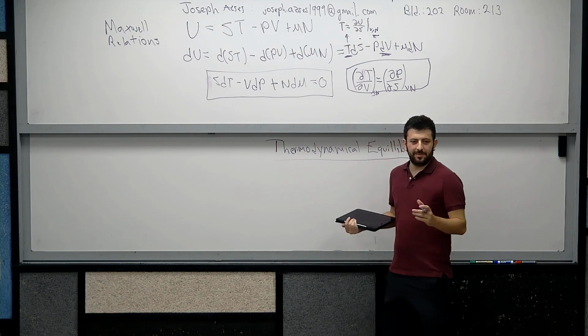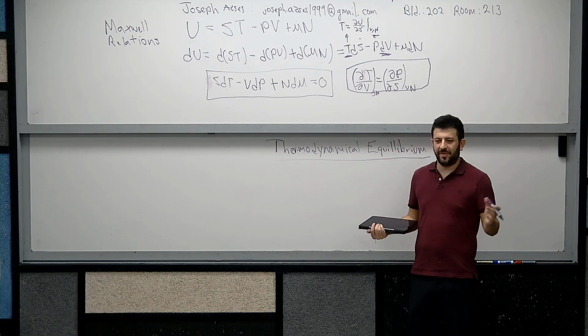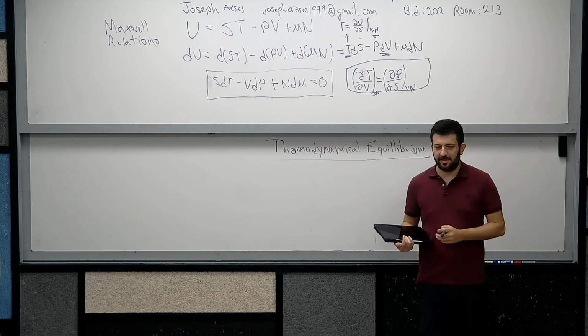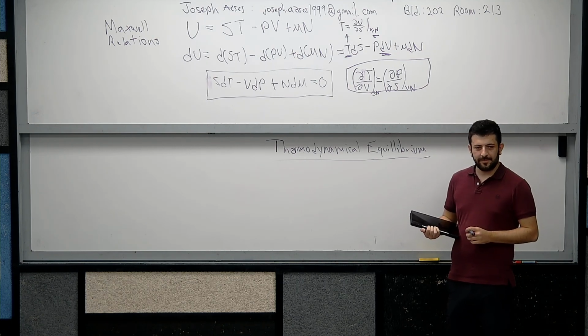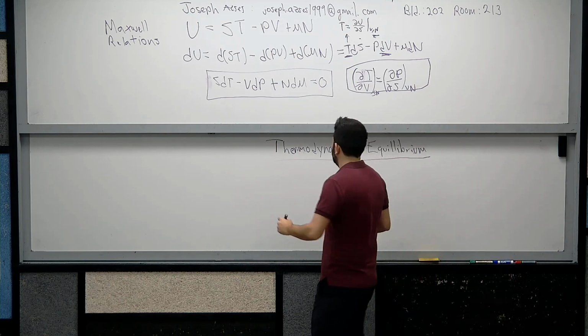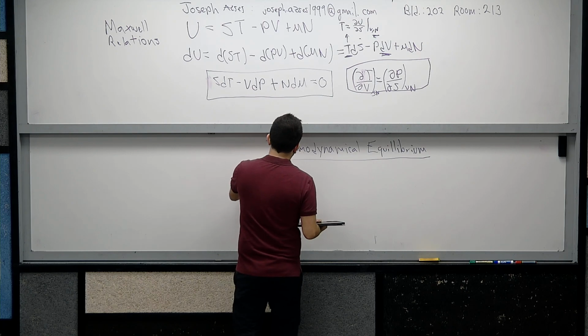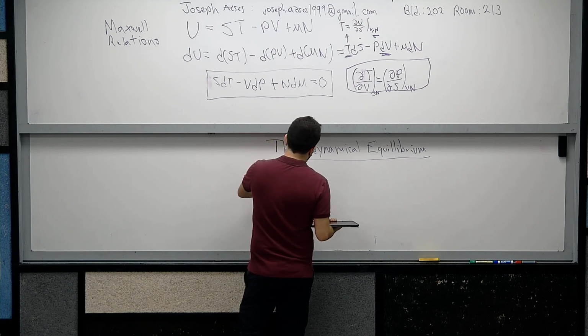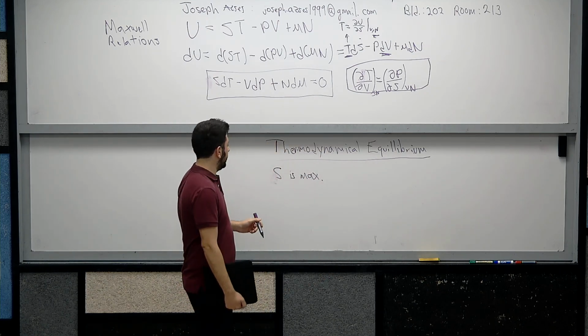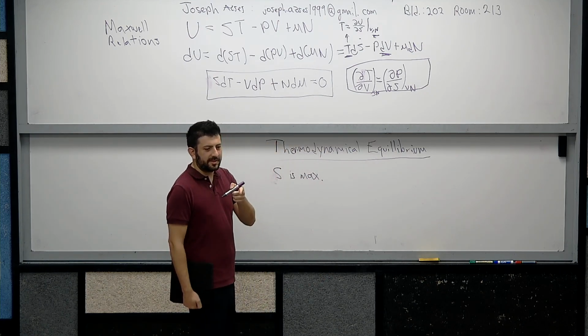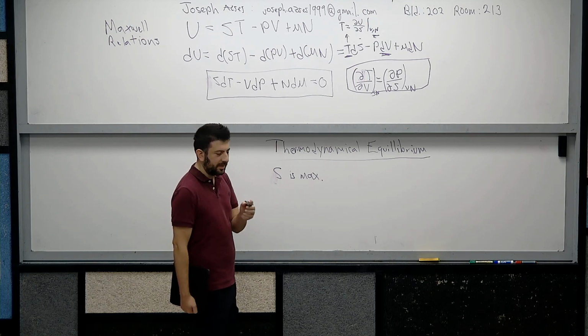Who can tell me what it means, thermodynamical equilibrium? What do we understand by thermodynamical equilibrium? Entropy is maximum. Okay. And energy is constant. Entropy is maximum, and energy is constant, no? Not constant. Minimum.